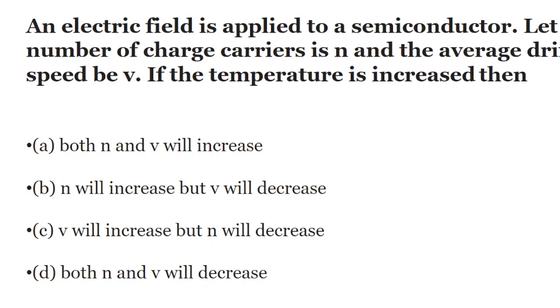An electric field is applied to a semiconductor. Let the number of the charge carriers be n and the average drift speed be v. If the temperature increases, then n is increased but v is decreased. Option B is the right answer.